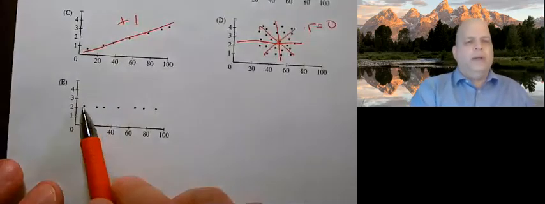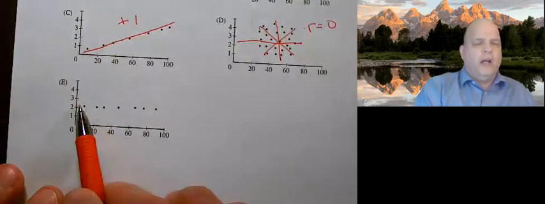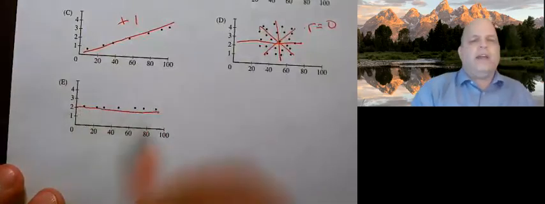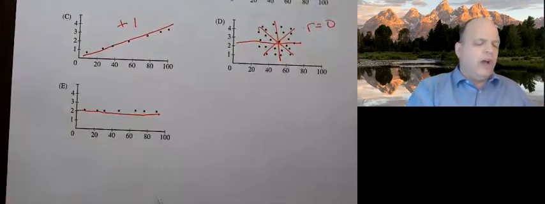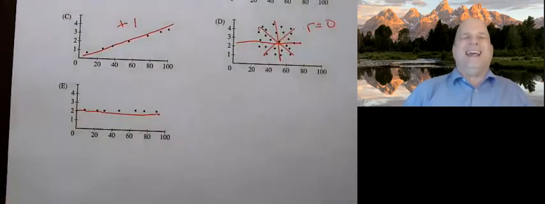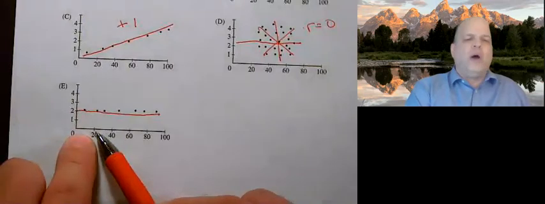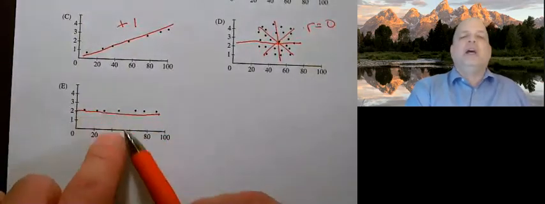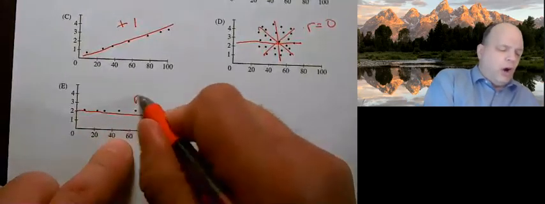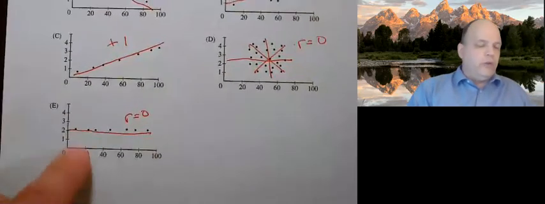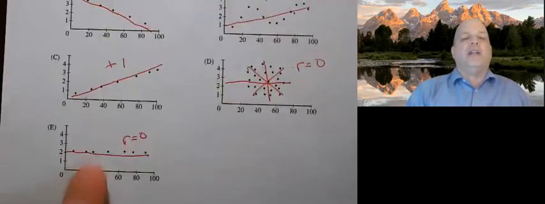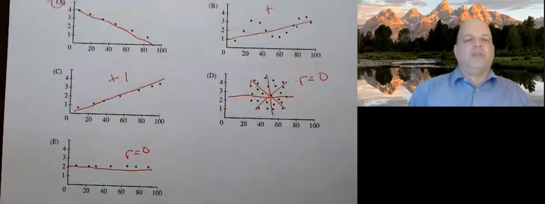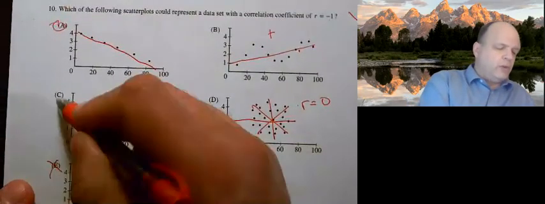When I look at this one, I have a horizontal line. And yeah, it's a nice straight line, which makes you want to think that it's 1. But because it's horizontal, I don't see a relationship between X and Y, because it doesn't matter what X is, Y is 2. If X is 60, Y is 2. So because there is no relationship, R is 0, right? Even though this is a straight line, because it's a horizontal line, that's a special case. There's no relationship. It doesn't matter what X is, Y stays the same. So this is 0. So E is wrong, C is wrong.